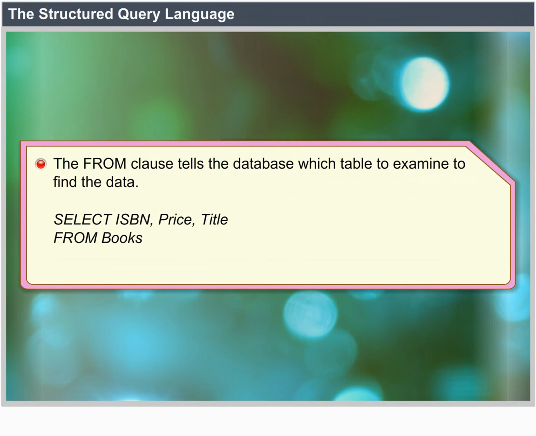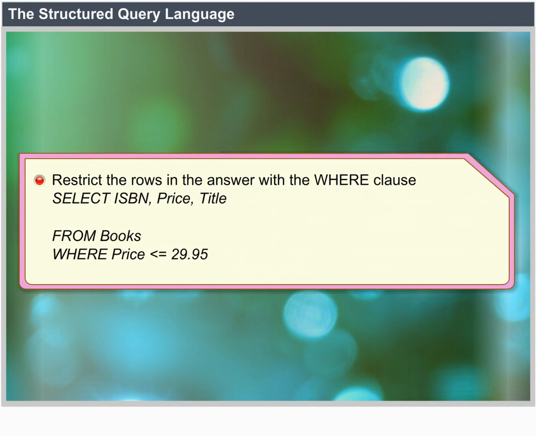The from clause tells the database which table to examine to find the data. Select ISBN, price, title from books. Restrict the rows in the answer with the where clause. Select ISBN, price, title from books where price less than or equal to 29.95.